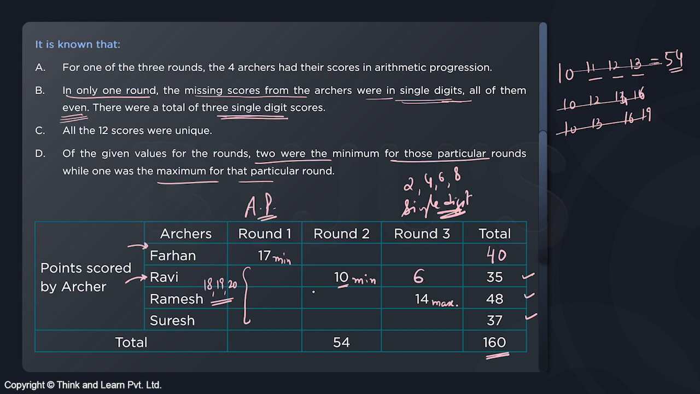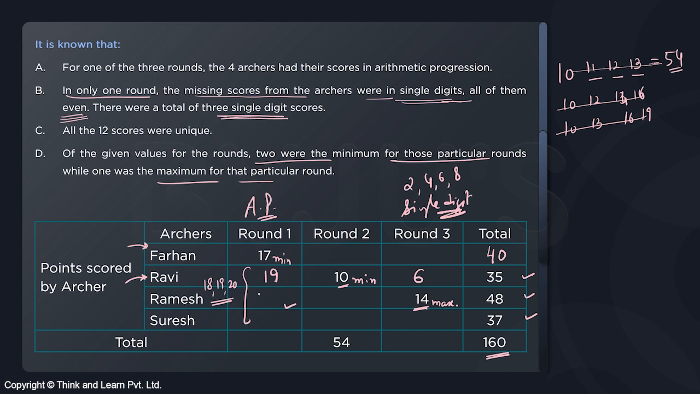10 plus 6, 16. 16 plus 19 is 35. What about this score now? It can be 18. It can be 20. One score is already 14. 48 minus 14 is 34.